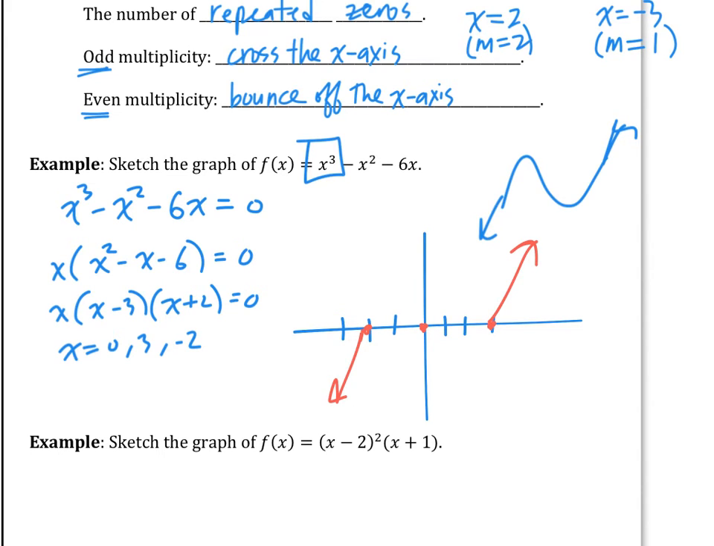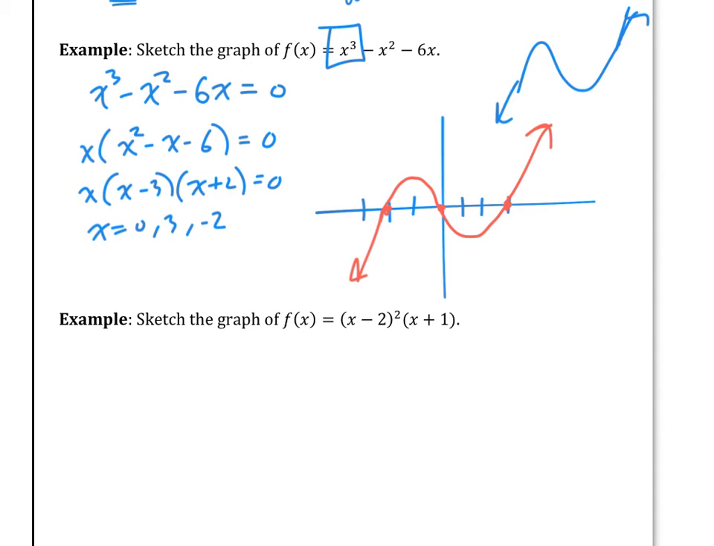Or is it going to look like, let's see. I guess that's the only way it can look, huh? If we want to go through all 3 of them. So like that. Let's try another one.